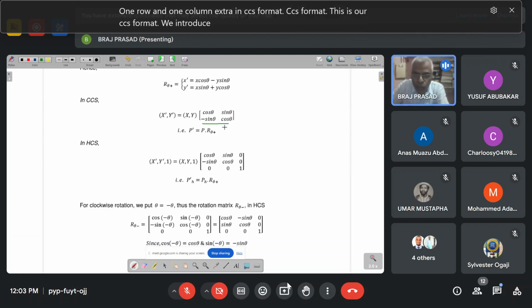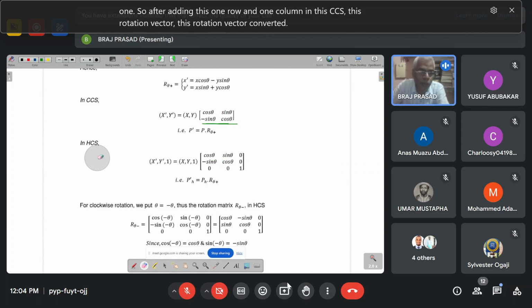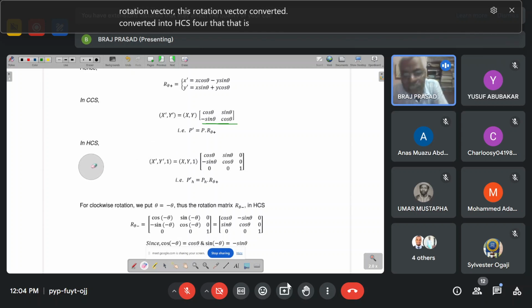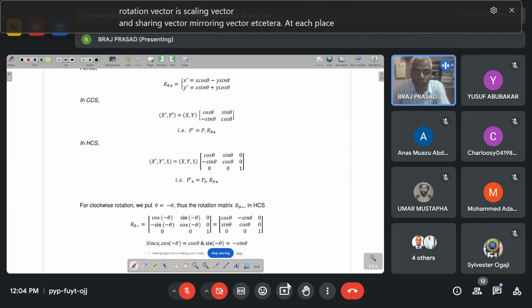We introduce one row extra, that is 0 0, and one column extra, that is 0 0, and the diagonal must be non-zero, so we put here 1. So after adding this one row and one column in this CCS, this rotation vector is converted into HCS form, that is, a homogeneous coordinate system. We will use this concept in all vectors, like translation vector, rotation vector, scaling vector, shearing vector, mirroring vector, etc. At each place we will use this concept.